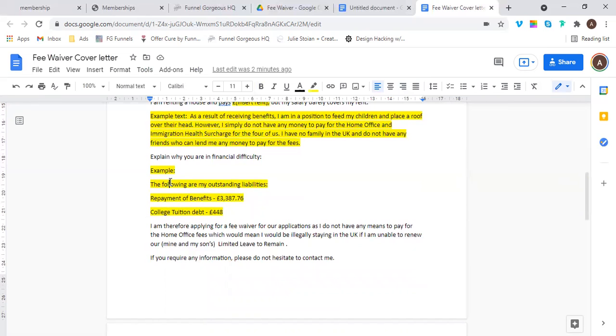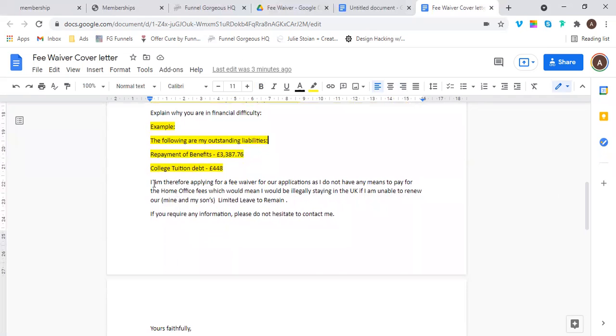So here are the following outstanding liabilities. That can be money that you owe to people. It could be credit card debts, rent arrears, or bank loans. So set out all the outstanding financial liabilities that you have. It could be bills that you haven't paid, like gas, electricity, or council tax. So include all of that, because it will show the Home Office that you really can't afford to make payment for the Home Office fees.